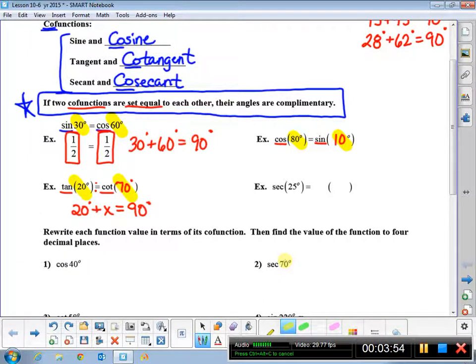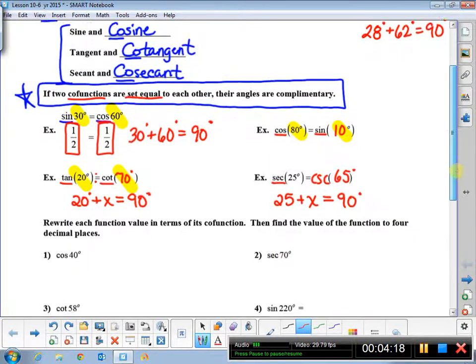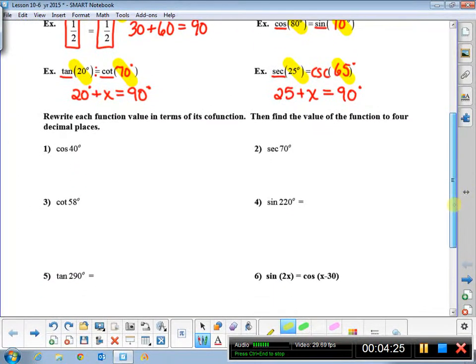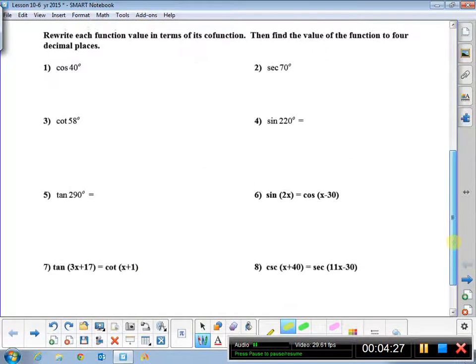So this last one here, we have secant, and we're setting it equal to something. Everything's blank. So first, what is secant's cofunction? Cosecant. And secondly, what added to 25 gives us 90? And that is 65 degrees. Okay, so it's pretty simple. The lesson is really all about this. We'll add some twists in it, but basically this is it.